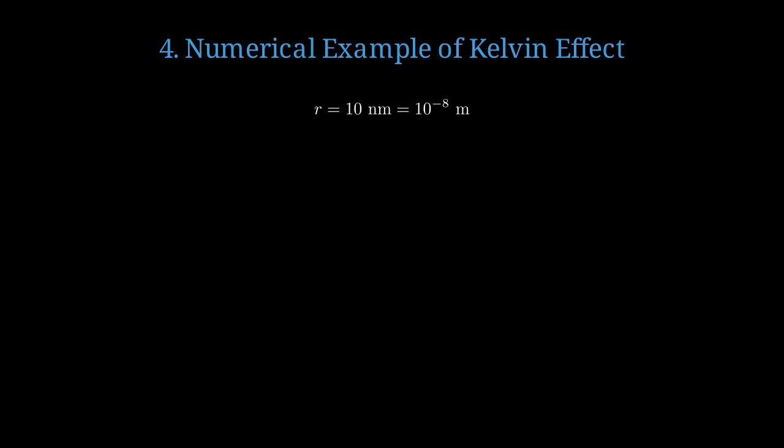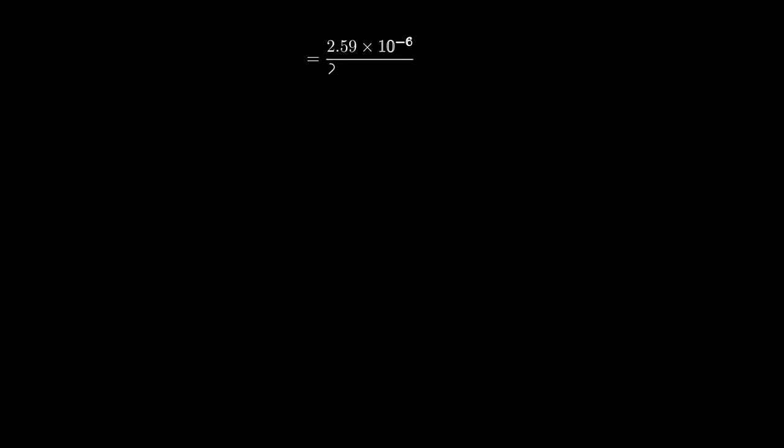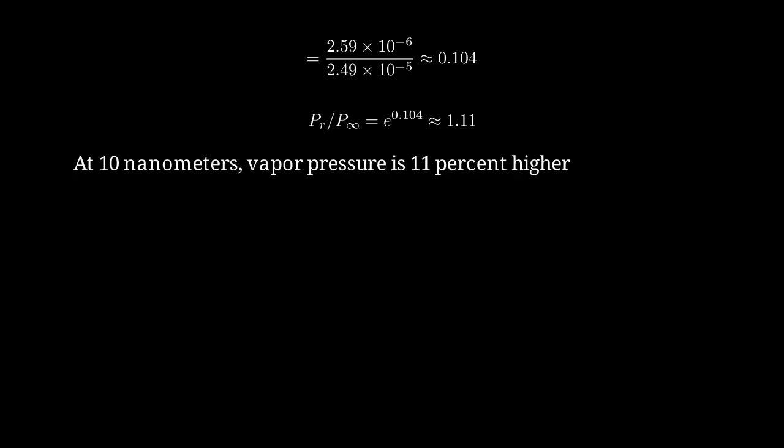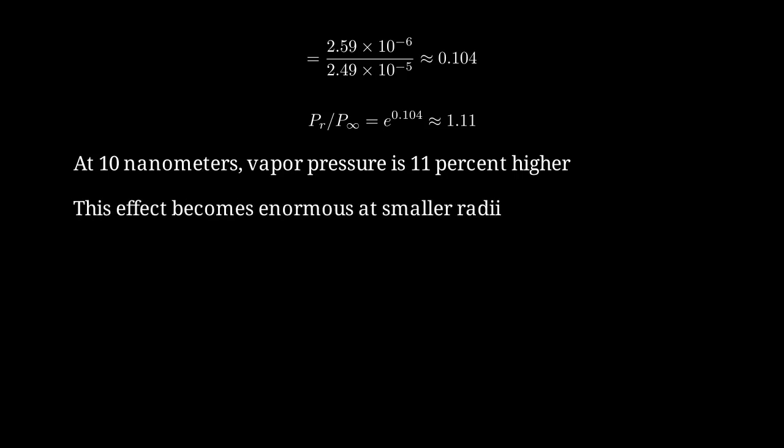Consider a nanodroplet with radius 10 nanometers, or 10⁻⁸ meters. Plugging in the values, 2 times surface tension times molar volume divided by radius times gas constant times temperature gives us approximately 0.104. So the pressure ratio is e^0.104, approximately 1.11. This means at 10 nanometers, the vapor pressure is about 11% higher than over a flat surface. As the droplet gets even smaller, this effect grows exponentially.